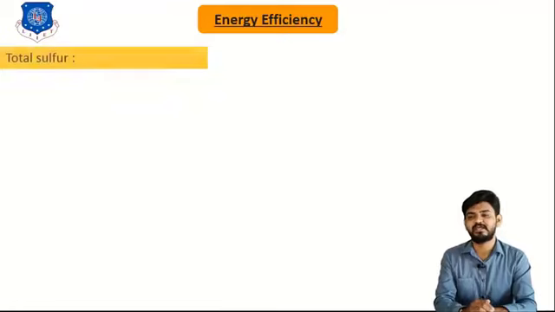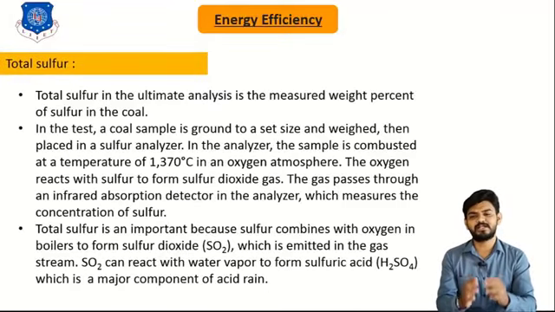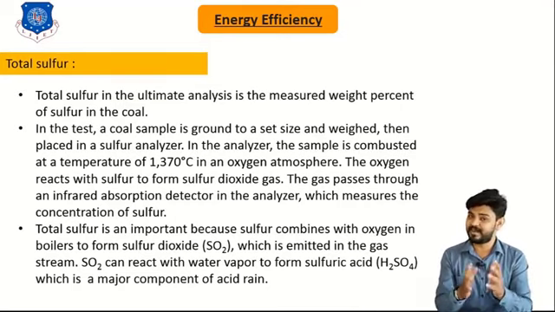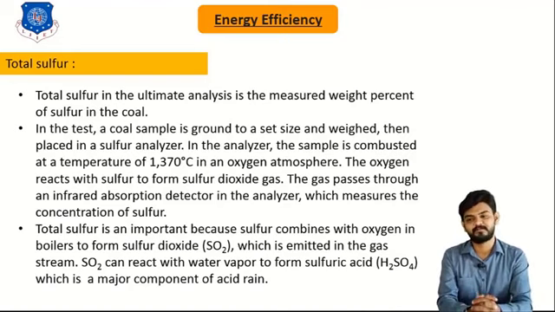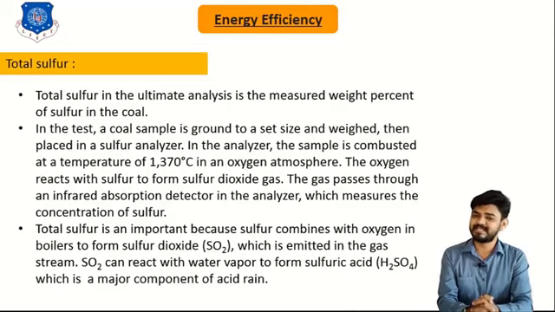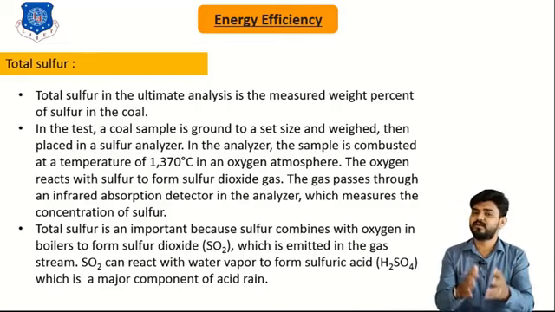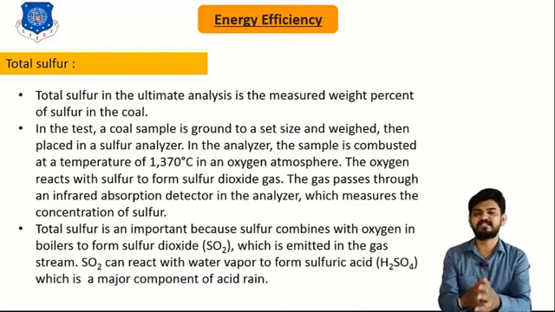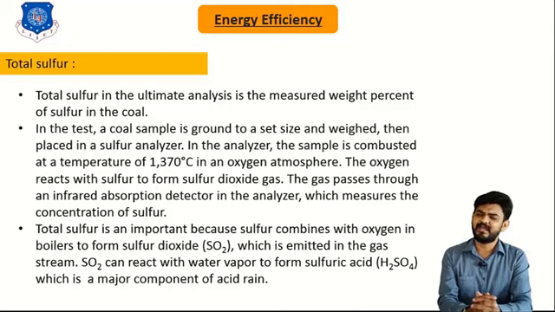Now let's move to the sulfur content. The total sulfur in the ultimate analysis is the measurement of the weight percentage of total sulfur present in the coal sample. The test: a coal sample is ground to a set size and weighed, then placed in the sulfur analyzer. So what we do is, we take one coal sample and reduce its size to a particular set size, weigh it, and then place this sample in the sulfur analyzer.